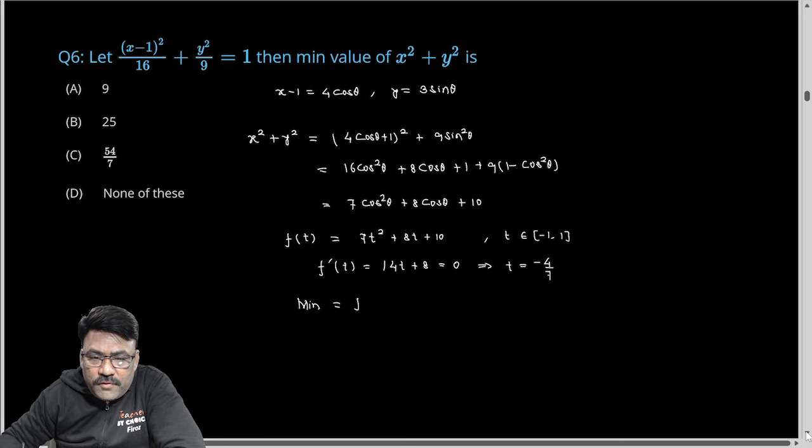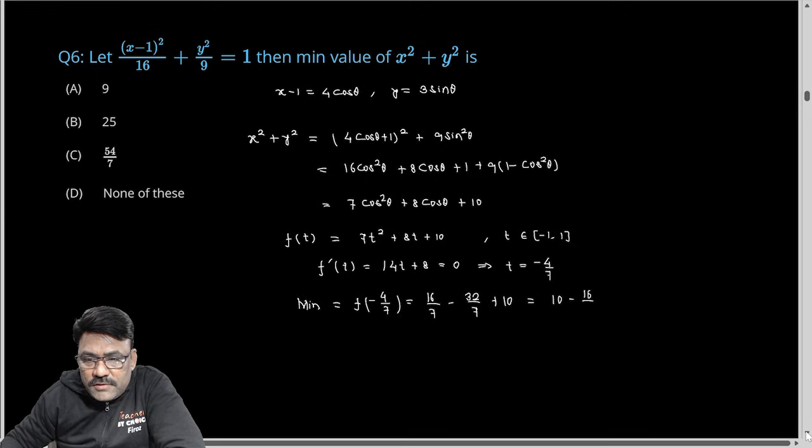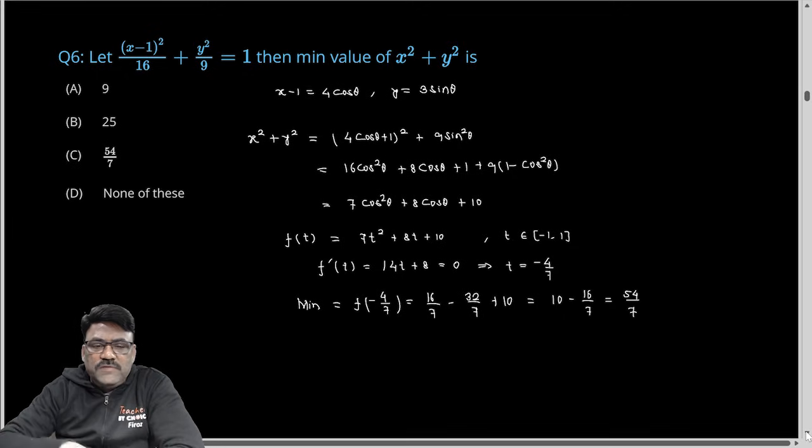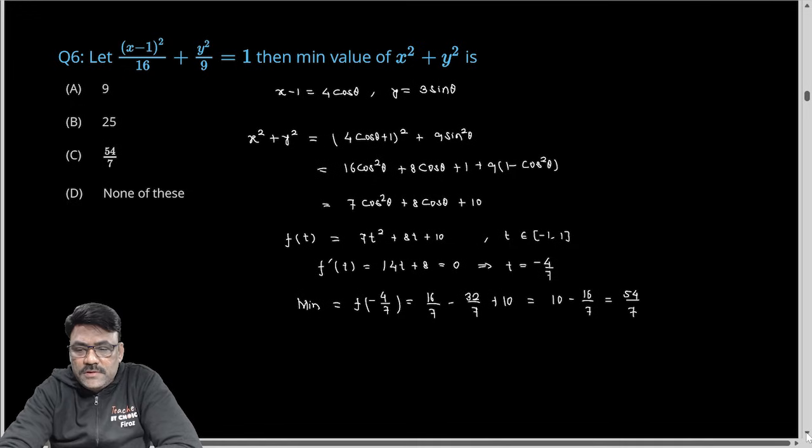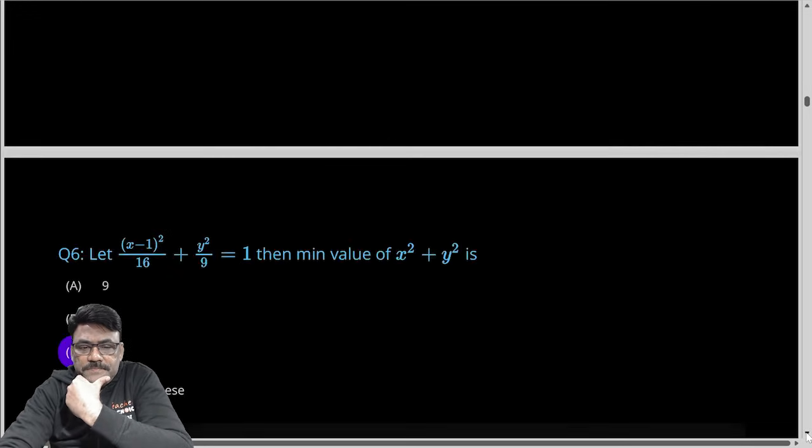So what will be the minimum value? The minimum value is f of minus 4 by 7. It becomes 7 into 16 by 49, so 16 by 7 minus 32 by 7 plus 10. Now it is 10 minus 16 by 7, which is 70 minus 16 over 7. 70 minus 16 is 54. So that simply means C is the correct option here. 54 by 7 is correct.